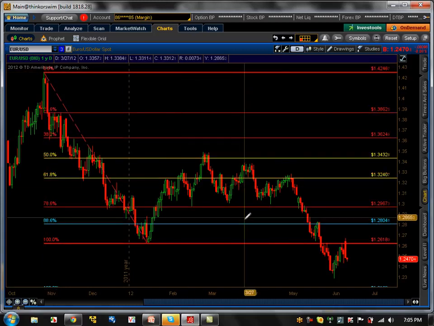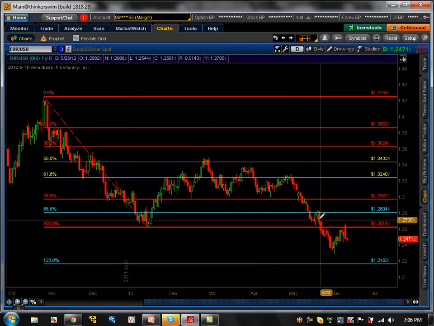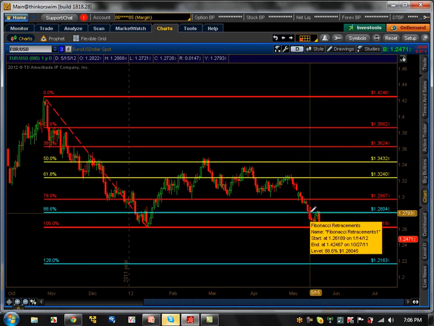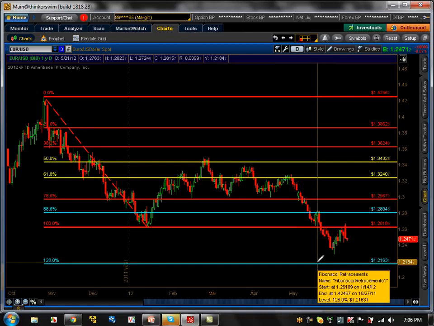Well, this gives me extensions, doesn't it? You see that? It could go to here, which is the 88.6. It could go to 100%, or it could go to 128. So the three levels it could get to once I'm in are here, here, and here. So all I did was I clicked the other way for the extensions.